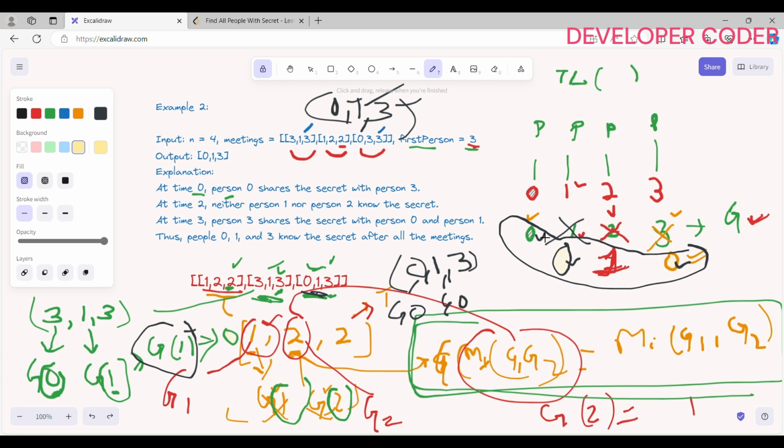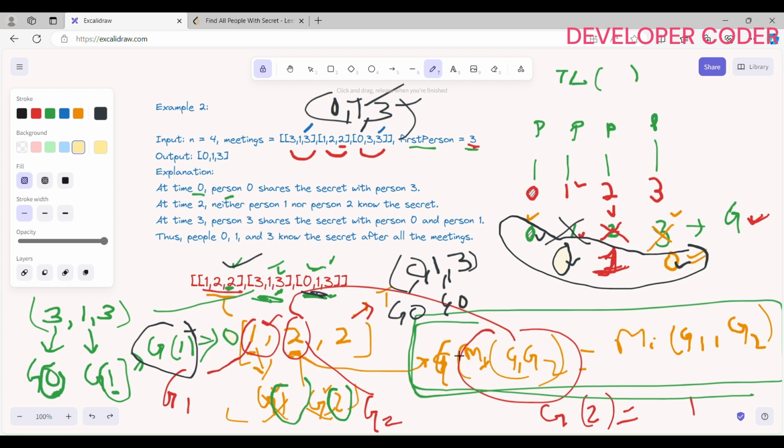Person 0 is in person 0 group, person 1 is in 1 group, person 2 is in 2 group, person 3 is in 3 group. After that, I have sorted the meetings based on their time. So first this meeting is going to be conducted. Initially, since both 1 and 2 don't know the secret, but they are conducting a meeting, let's place them in one group.